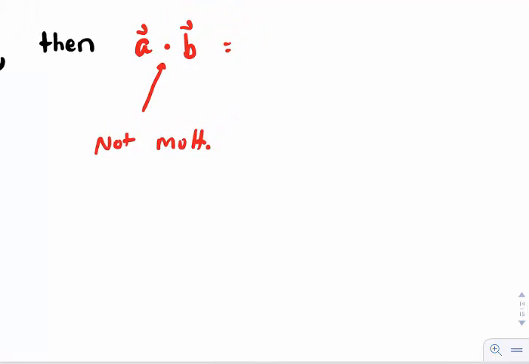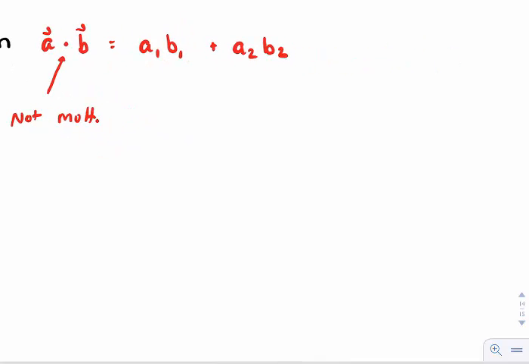As you write this out, it's going to be A1 times B1, so the horizontal components of each vector multiplied together, plus A2 times B2. Be aware that when you see this, your answer is a scalar. Again, a scalar is nothing more than a number. I'll explain what that number is in just a second.